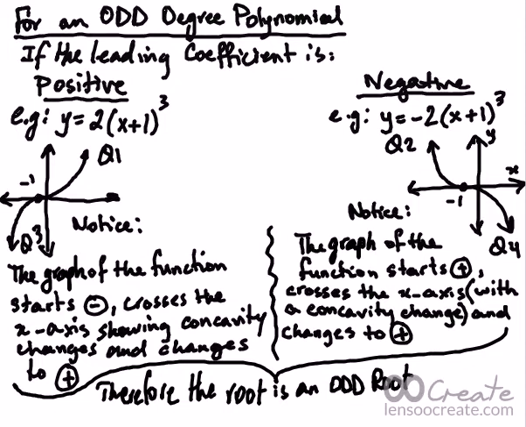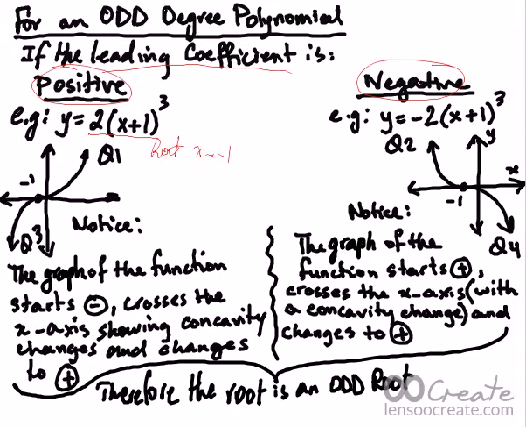So going back to the odd degree polynomial, again we'll consider the leading coefficient, the first one being positive, the second one being negative. For a degree 3 polynomial, in this case I'm going to take y equals 2 times (x plus 1) cubed. We know that the root is negative 1. We could state that here, root x equals negative 1. Same thing for the other example.